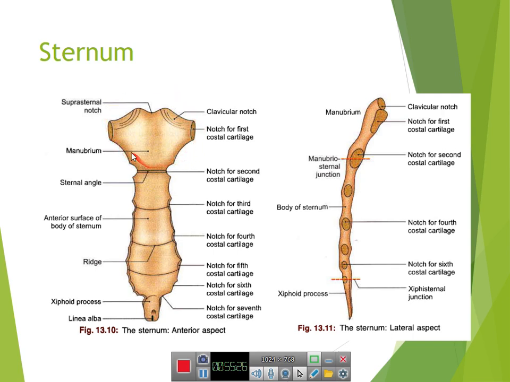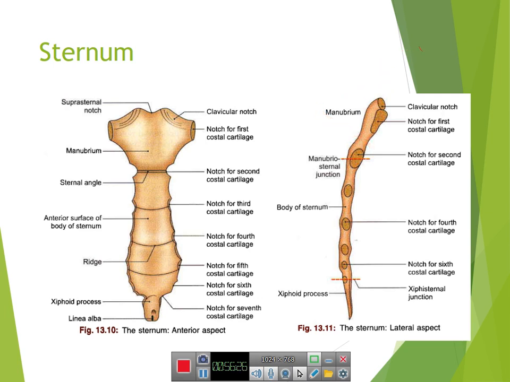Here is the manubrium. The middle part resembling the blade is called the body, and the lowest tapering part forming the point of the sword is the xiphoid process or xiphisternum. On the left side, you are watching the sternum in the anterior aspect, and on the right hand you are watching the sternum in the lateral aspect. The sternum is about 17 centimeters long, and it is longer in males than in females.